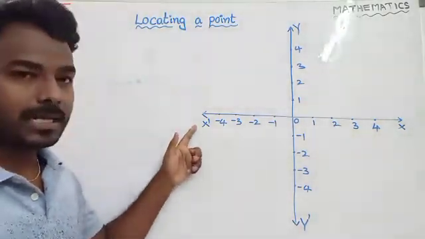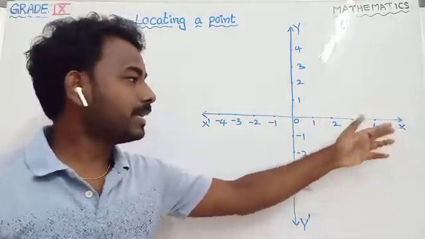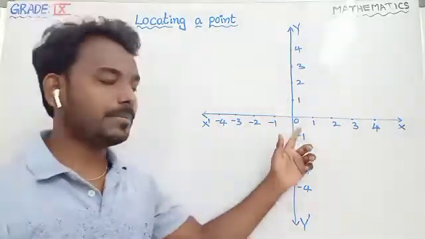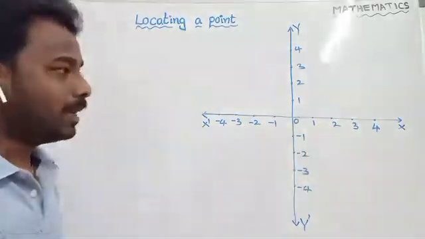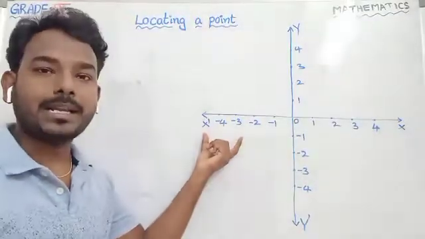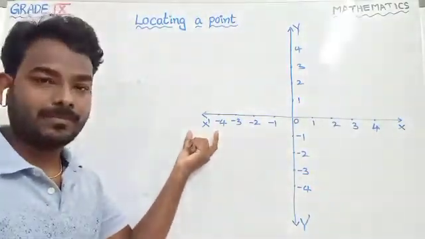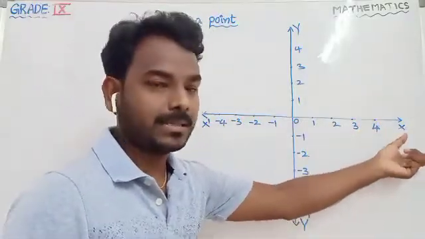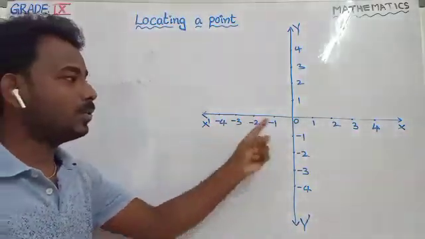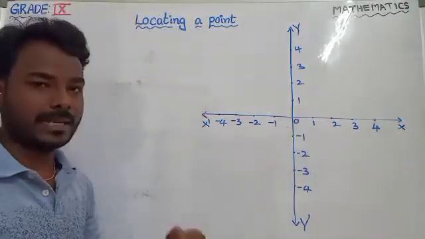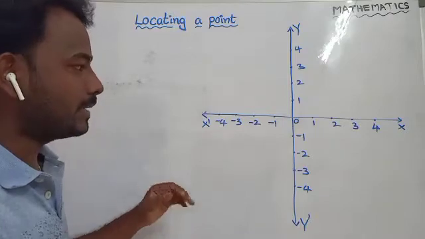I have drawn a horizontal real number line like this and a vertical real number line, and I have written the numbers on the equal parts of these lines. We call this horizontal real number line the x-axis. We denote this as x, the positive direction of the x-axis, and x dash. So OX is the positive direction of the x-axis and OX dash is the negative direction of the x-axis.